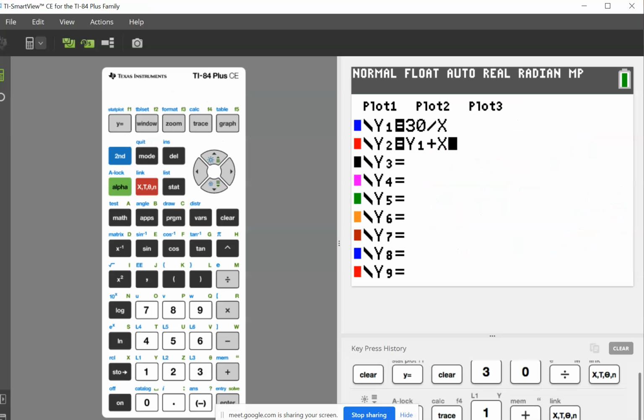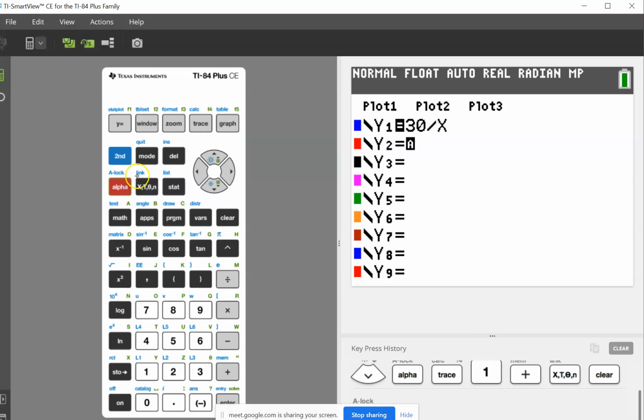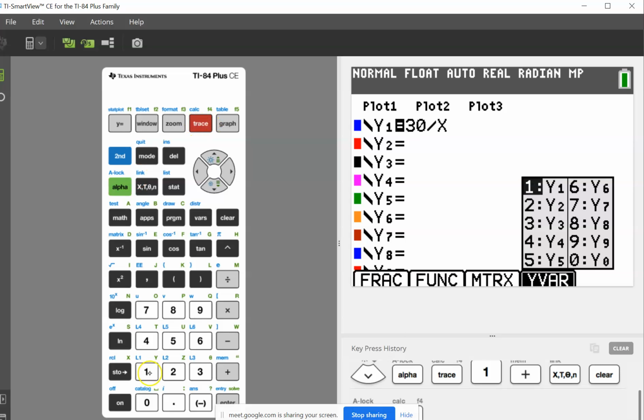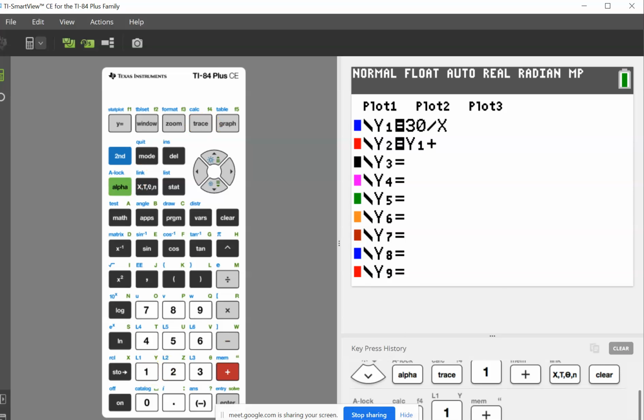So what we have here is 30 divided by X, Y1 plus X. Let me repeat those steps again. Alpha, trace, number 1, and then plus X. Now that we have this row here, we can leave it through our problems, and all we're going to do is change that first row.